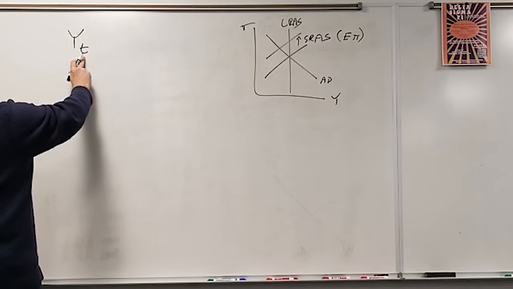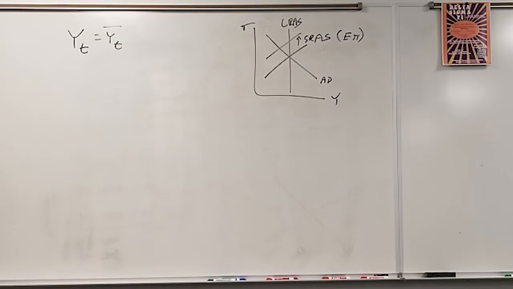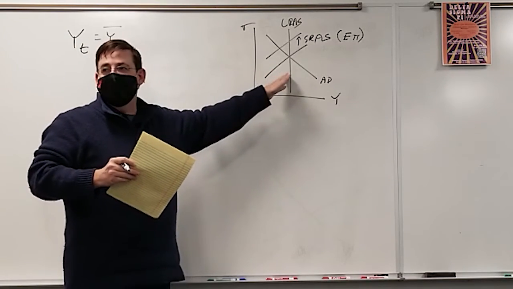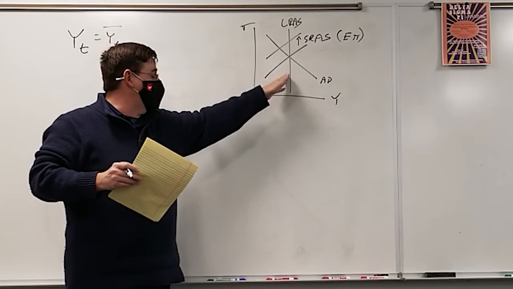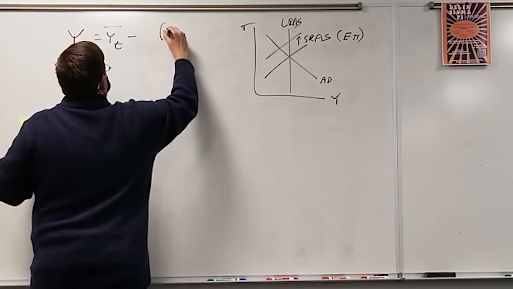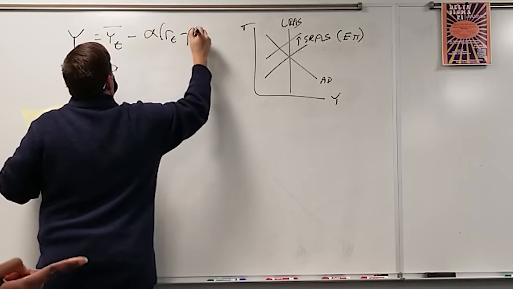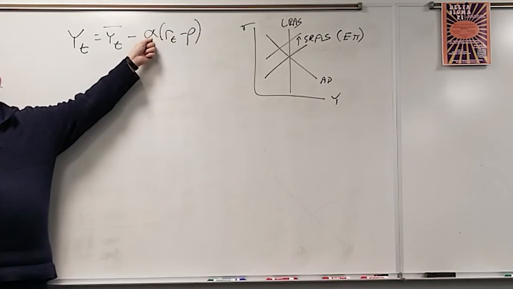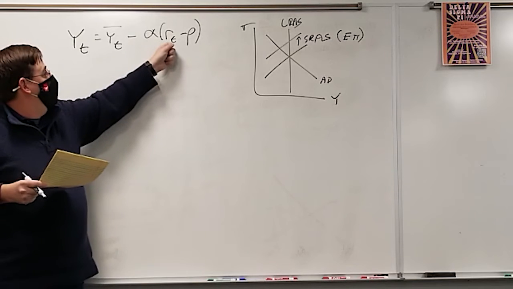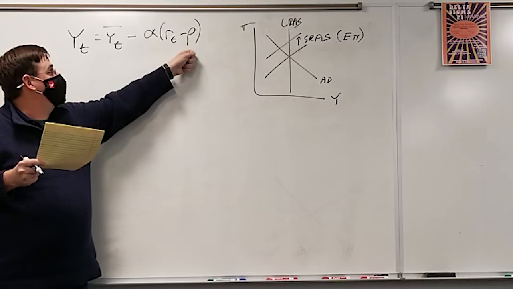So output this year is a function of the natural rate of output. The natural rate of output really is simply this idea of the long run aggregate supply curve, or being on the frontier of our production possibility function. Minus some parameter, some number that is empirically understood, of the relationship between the real interest rate and the natural rate of interest.